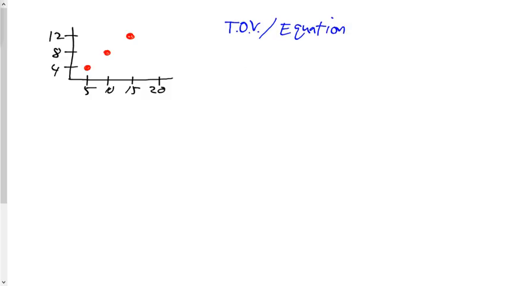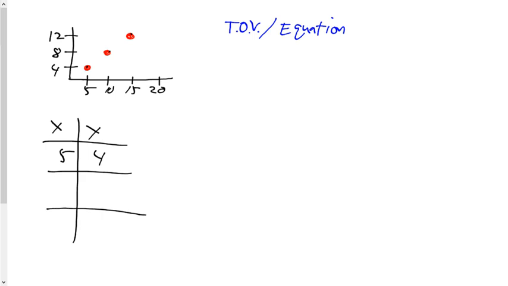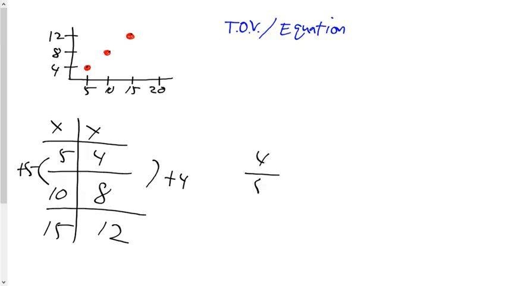Question number 5, table of values and equation. X and Y. That's a 5 and a 4. That's a 10 and an 8. That's a 15 and a 12. That's a point for your table of values. Your y goes up 4. Your x goes up 5. The difference of 4 divided by 5 as a decimal is 0.8.